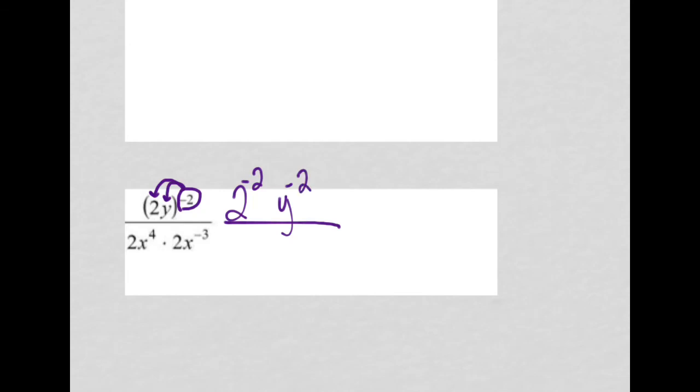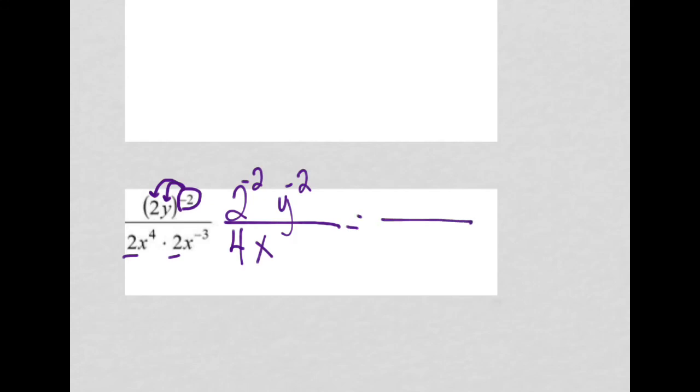Then I'm going to look to the bottom. I can do 2 times 2. What is 2 times 2? It's 4. I can add my x to the 4th times x to the -3. 4 minus 3 leaves me with an x.